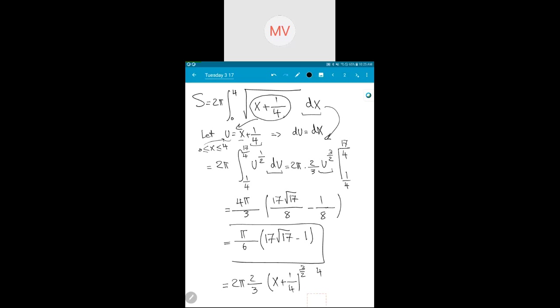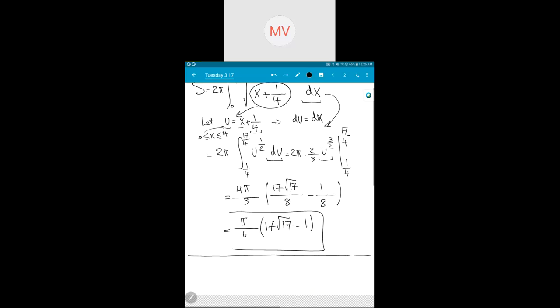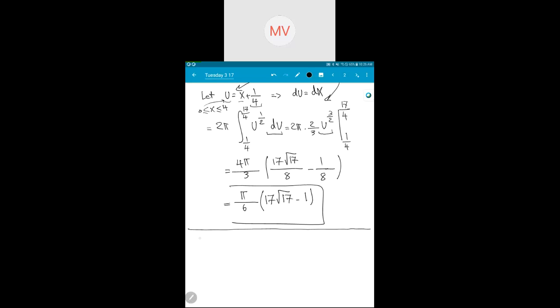Okay. So let's see if we can do an example of a parameterization. Well, you know what? Let's do number 18. So that's going to create a brand new integration.